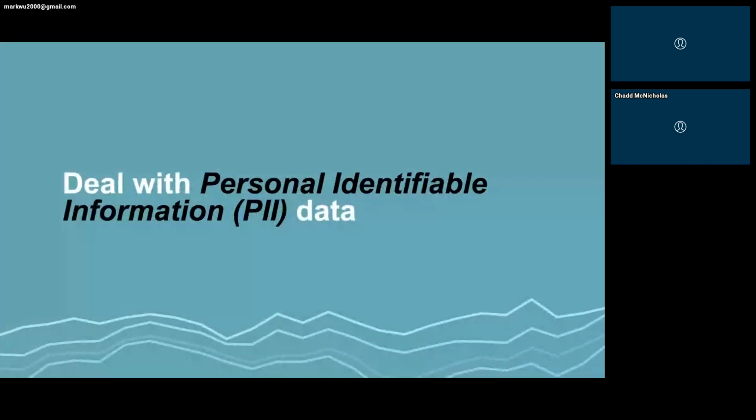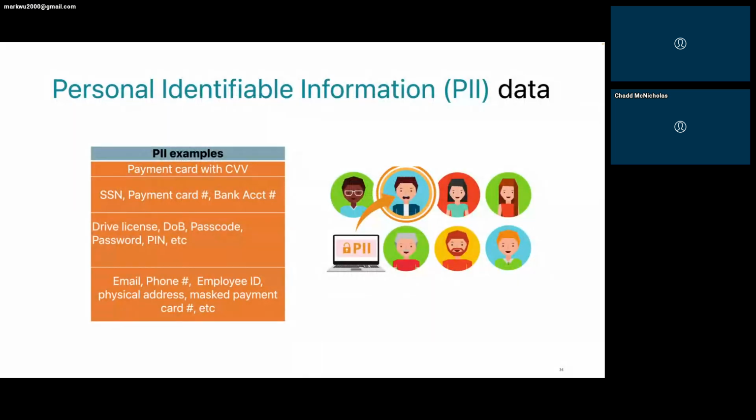Move on, next one. Personally identifiable information, PII data. What is PII data? Just examples: payment card, SSN, bank account, driver license, DOB, password, and so on. Email address, phone number, and employee ID can also be PII data. We cannot avoid PII data. Unfortunately, there is PII data everywhere.